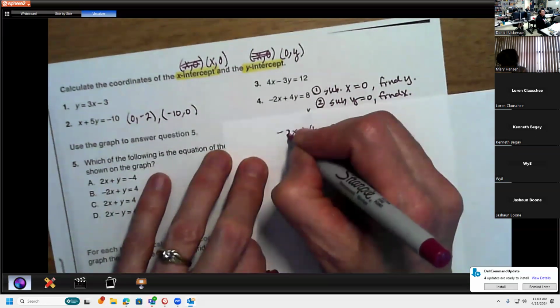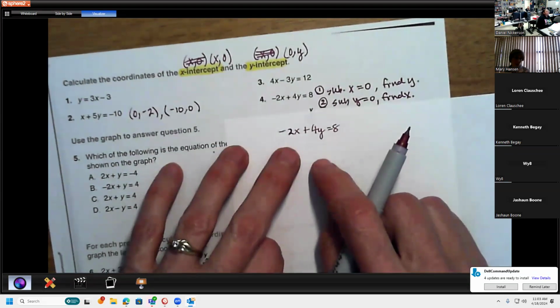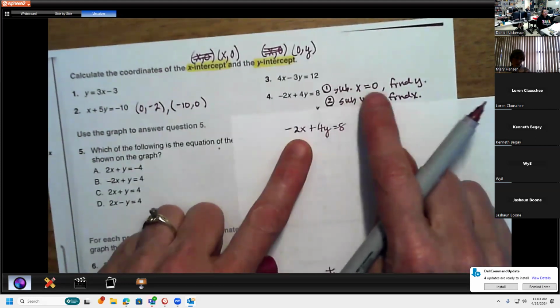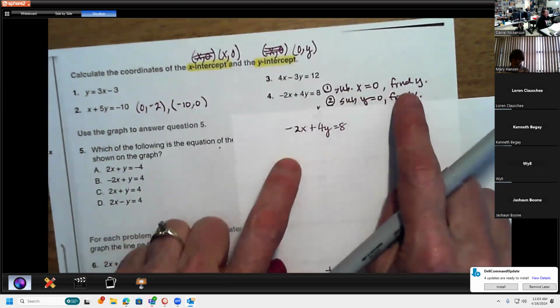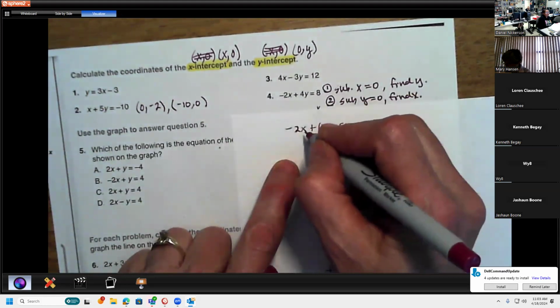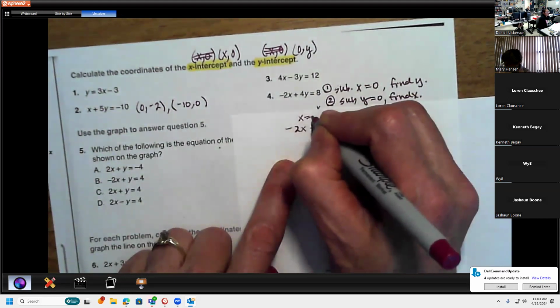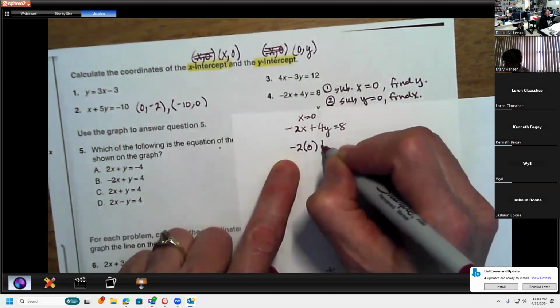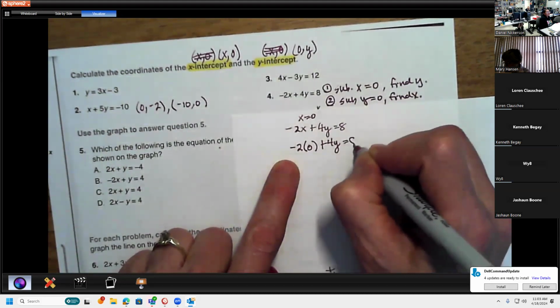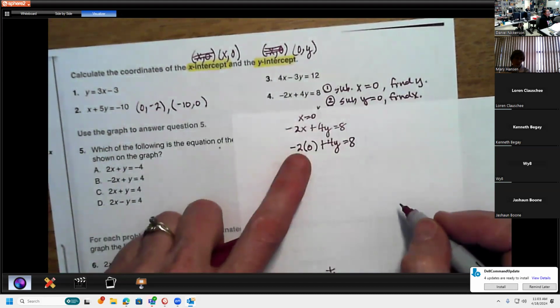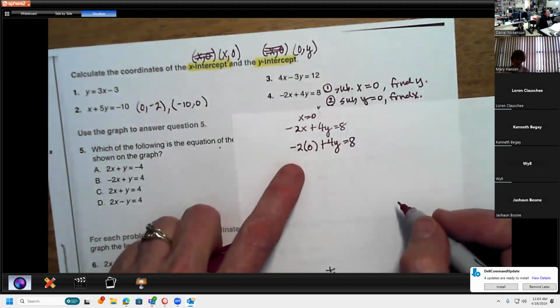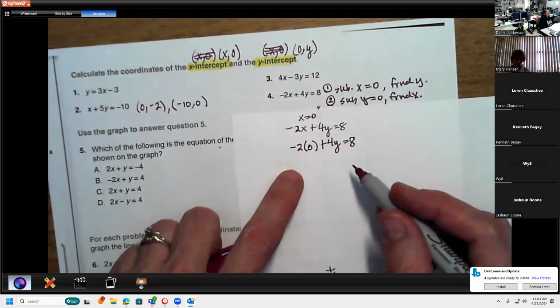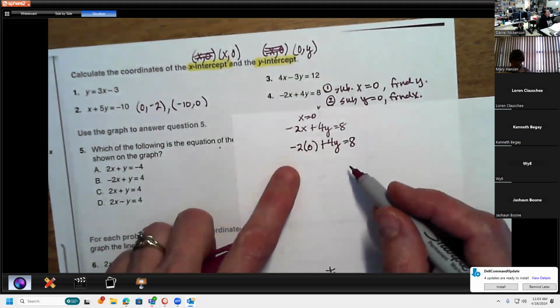And we're going to do this problem twice to get 2 points. First, we're going to substitute x for 0, and then we're going to solve for y. So the first thing I'm going to do is let x equal 0. So I'm going to say negative 2 times 0 plus 4y equals 8. If you put in 0 for y first, that's fine. You're going to just get the coordinates in the opposite order.